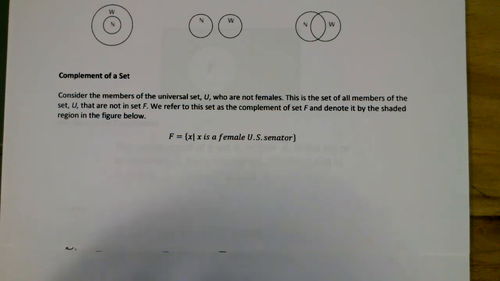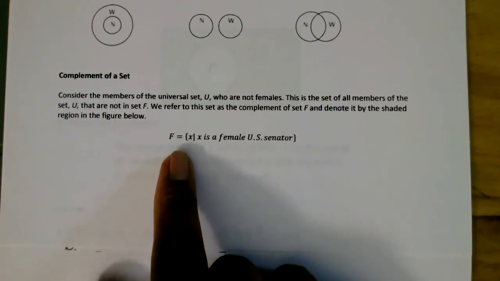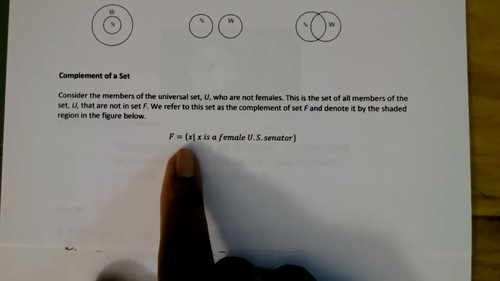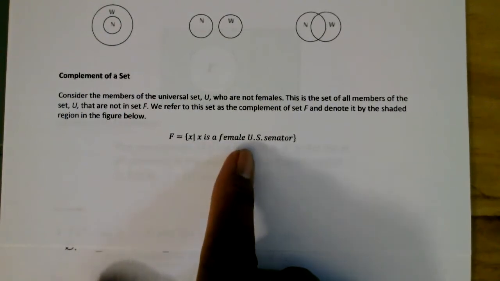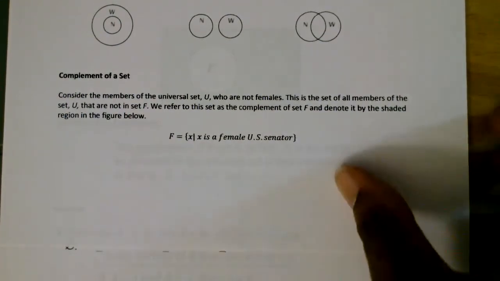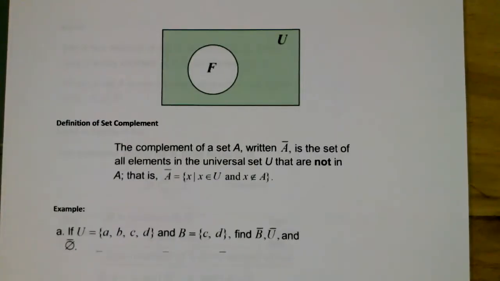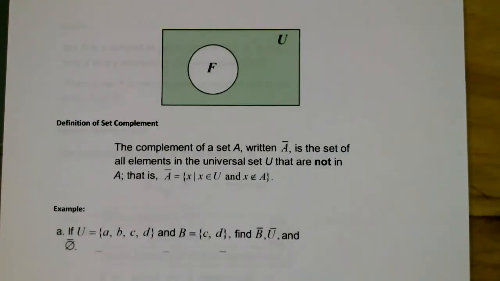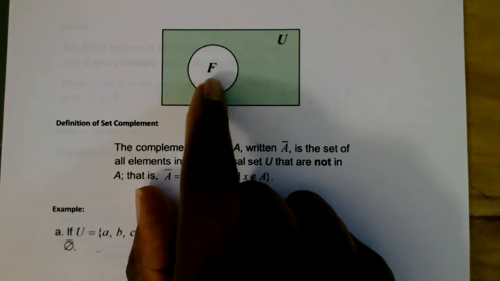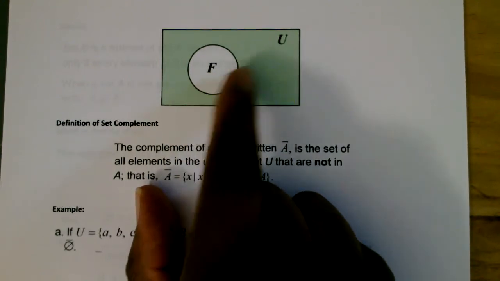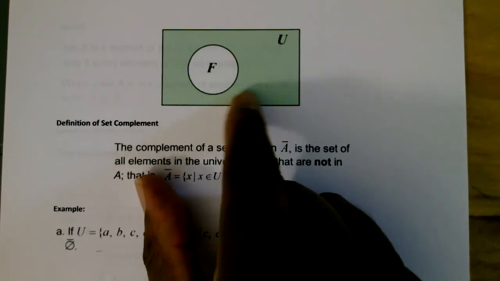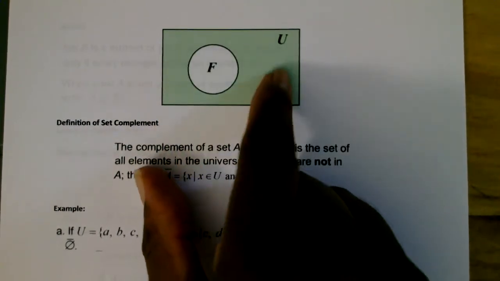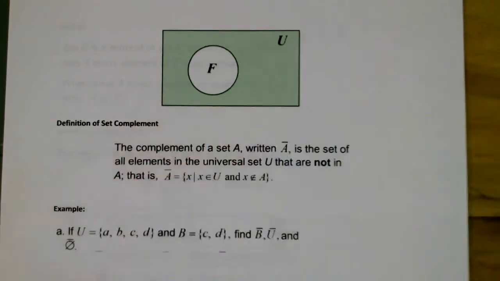Well, here's the set builder notation: the set F equals the set of all X such that X is a female U.S. senator. But on the next page, you'll see that shaded region where the individual is not a female U.S. senator, okay? Because F represents the elements of a female U.S. senator. If they're not a female U.S. senator, it will be this set on the outside that's shaded in green.